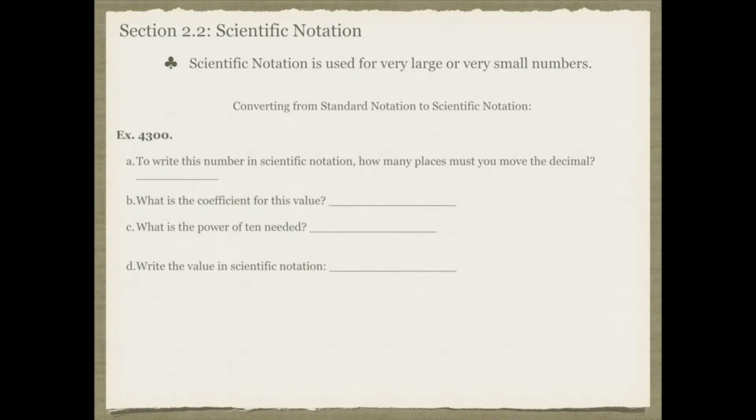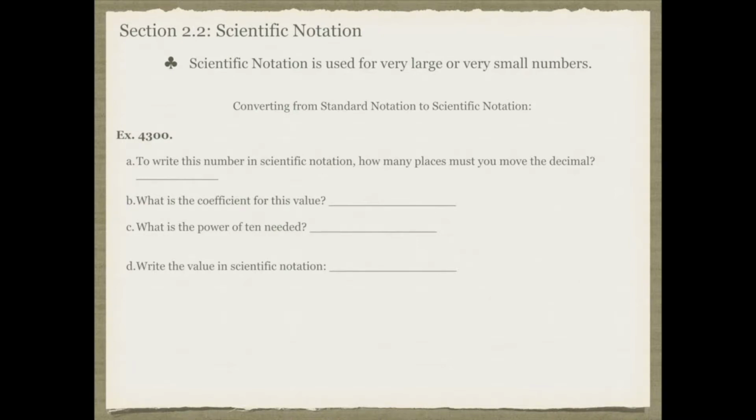Here I have 4,300. Notice there's a decimal place after the 4,300, and that's to take care of significant figures, which is a concept that we'll cover very shortly. That just means that I'm going to include the zeros in my answer. So to write this number in scientific notation, remember the number has to be between 1 and 10. So it has to have only the ones place, no tens place.